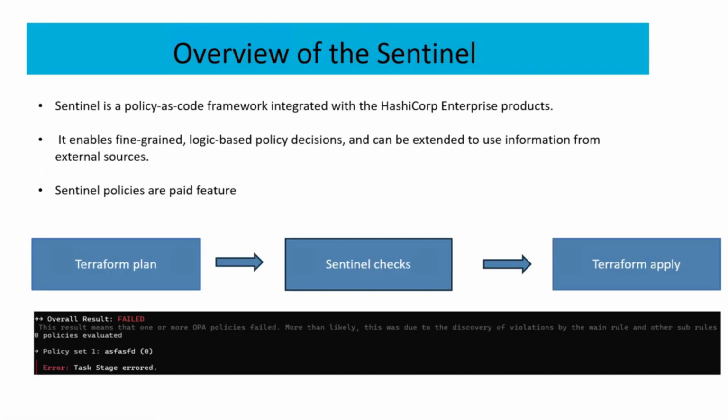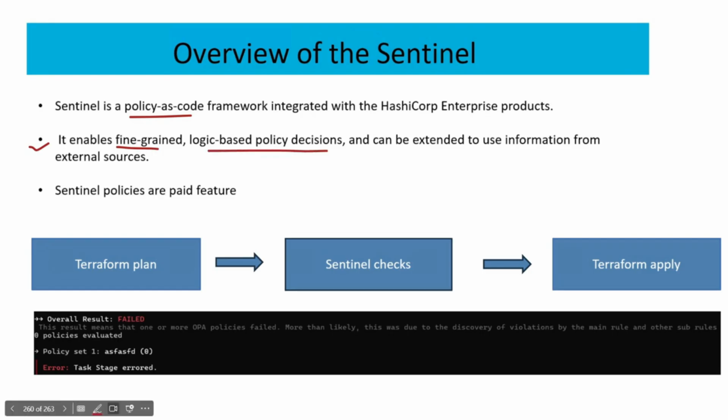In this video we are going to discuss Terraform Sentinel. So, an overview of Sentinel. Sentinel is a policy as code framework integrated with the HashiCorp enterprise products. It enables fine-grained, logic-based policy decisions and can be extended to use information from external sources. So what is the exact meaning of it? As mentioned, it enables fine-grained logic-based policy decisions.